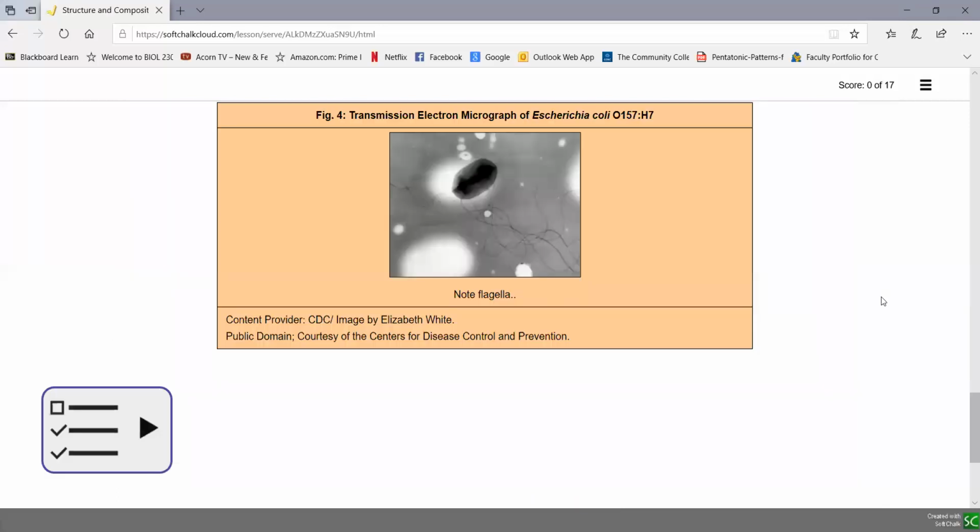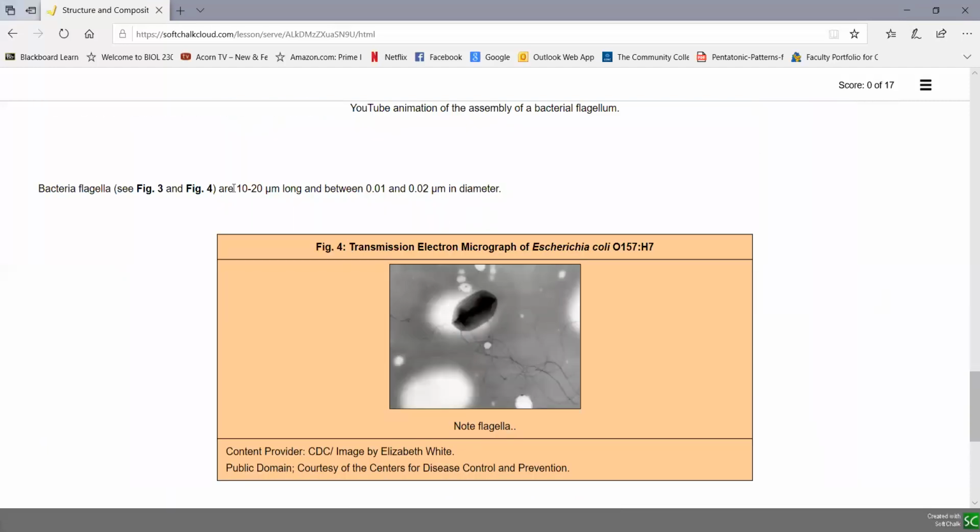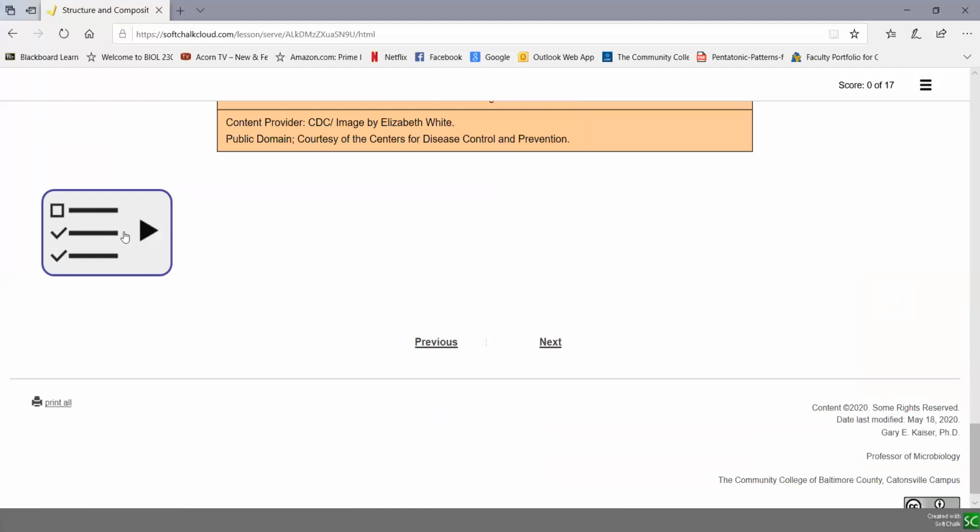And this in figure 4 is a transmission electron micrograph of E. coli O157:H7, where you see how long the flagella actually are. So a bacterial flagella can easily be 10 to 20 micrometers long, but they're only about 1/100th to 2/100ths of a micrometer in diameter. They're so thin we can't see them with a conventional microscope, but they are quite long. And there's a little self-check on structure.